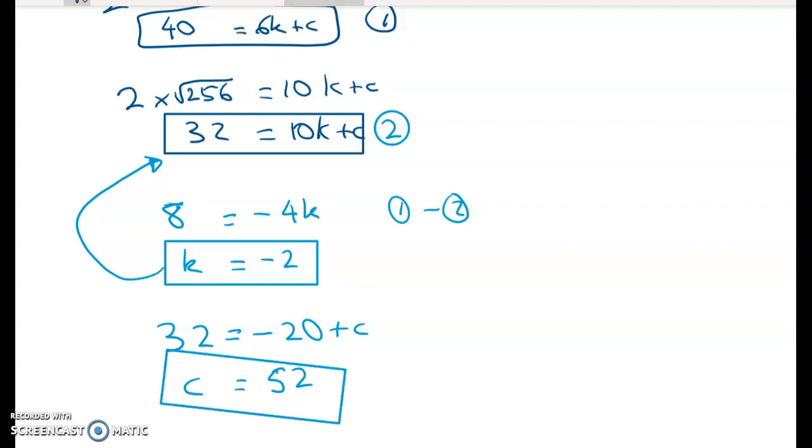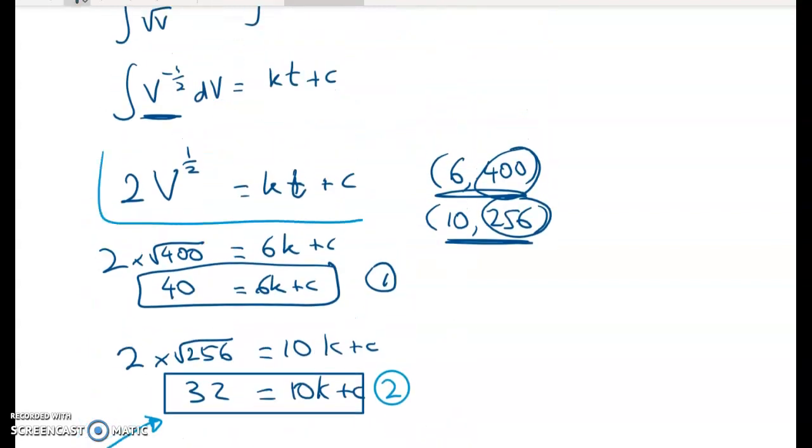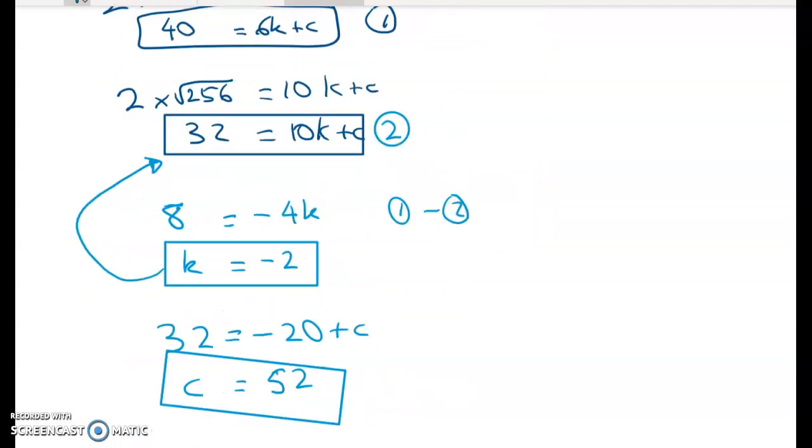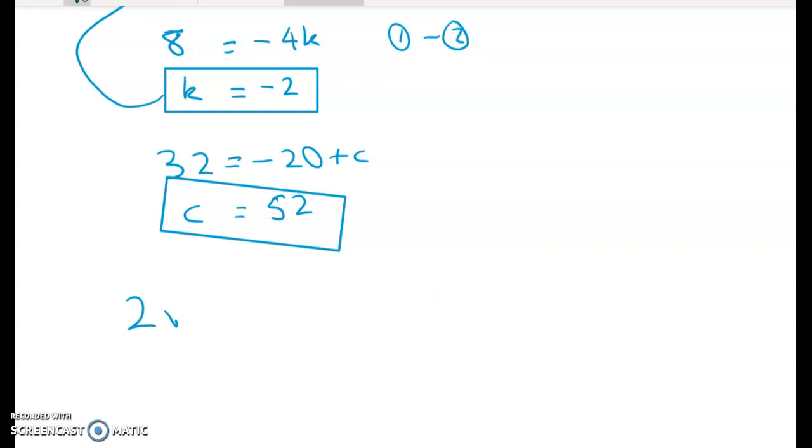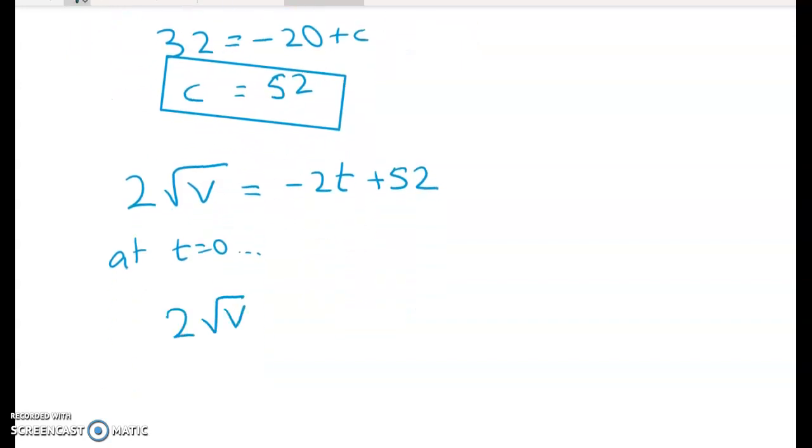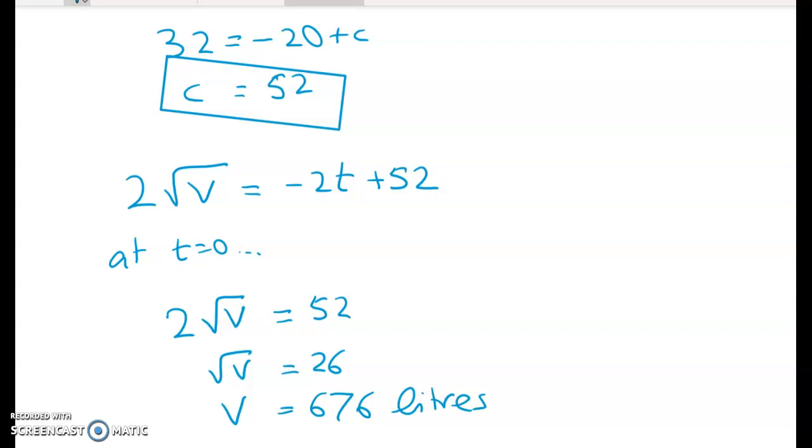Let's go right back to the start now and get this written out with specific values for K and C. So we have 2 root V is equal to negative 2T plus 52, and when T equals 0, what have we got? Well, 2 root V is equal to 52. Root V is equal to 26. So V is equal to 26 squared, which is 676 litres. Okay, so that's question 1D done.